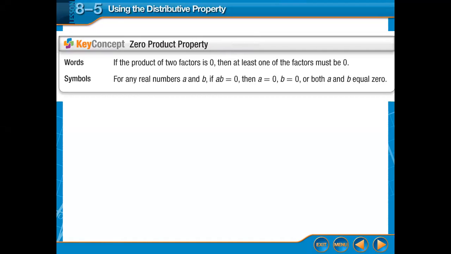So for instance, if A times B is 0, that means that A could be 0 or B could be 0. If A is 0, it doesn't matter what B is. 0 times anything is 0, and vice versa with B. So that's what the zero product property says. If the product of two factors is 0, then at least one of those factors must be 0. It could be more than two factors also, as we get into these more complicated equations. Let's take a look.